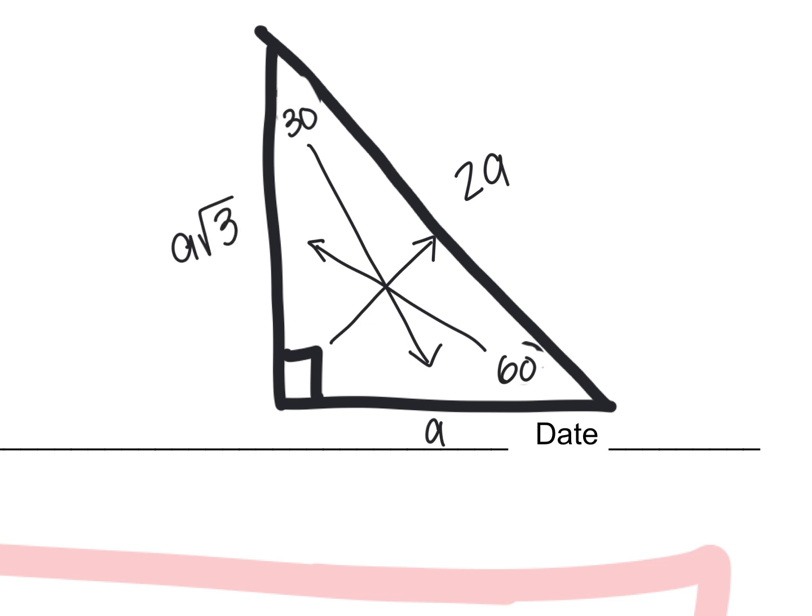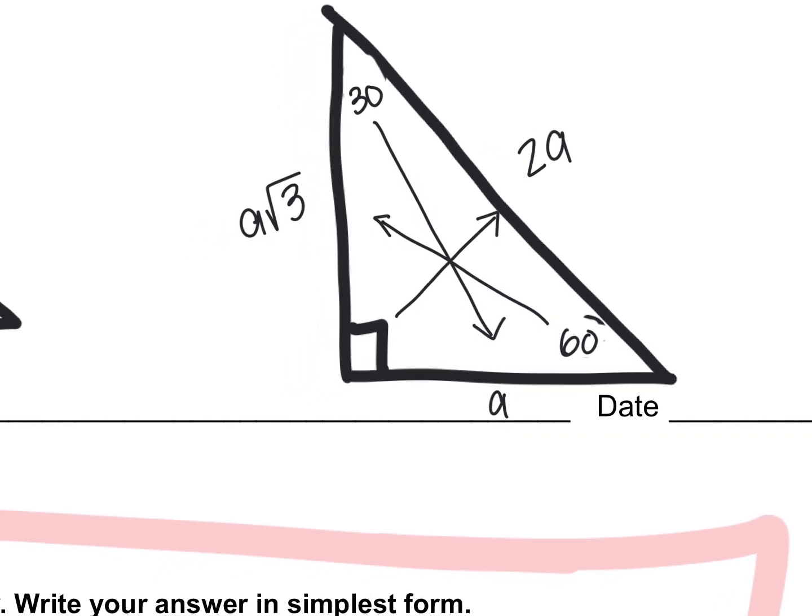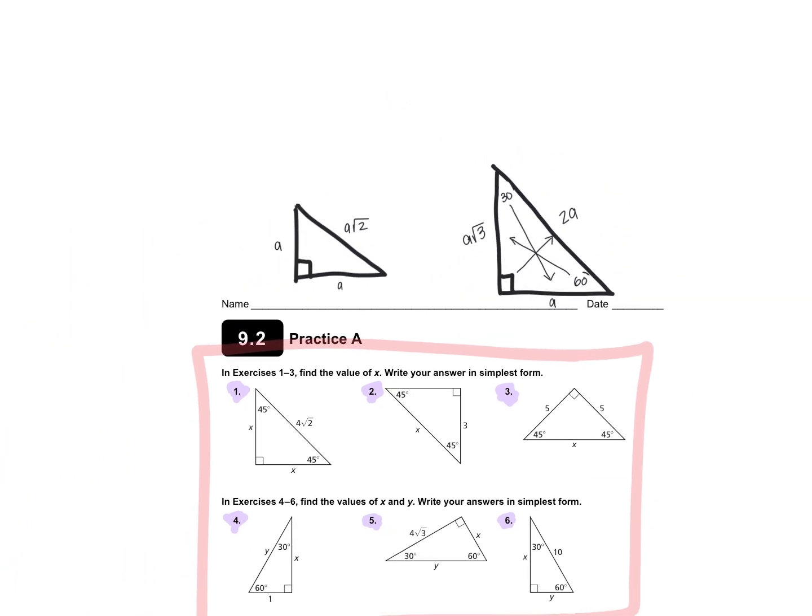If you're just putting these wherever you want to put them, it's going to be wrong. There is a specific way. The triangle could be flipped, the triangle could be upside down, and these have to be in these specific positions. So let's go ahead and start solving these.